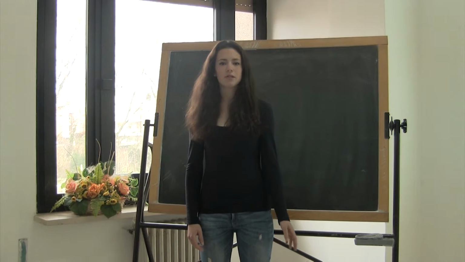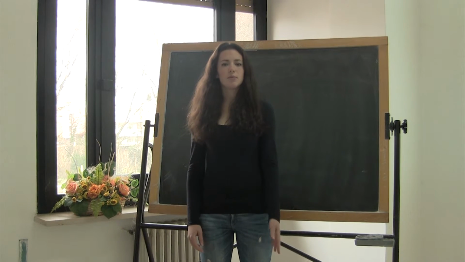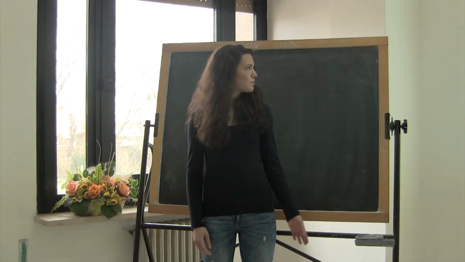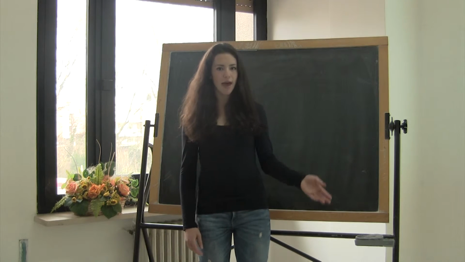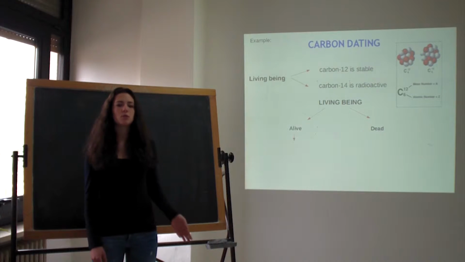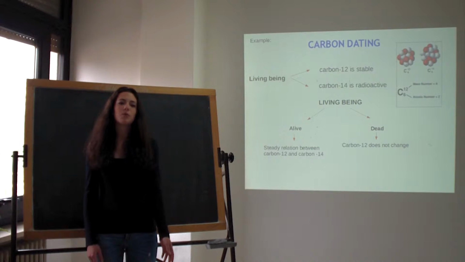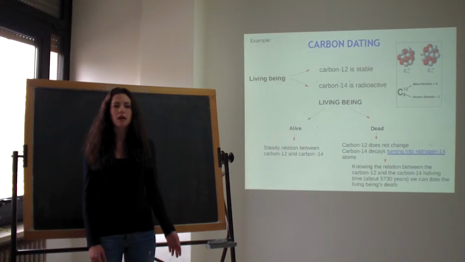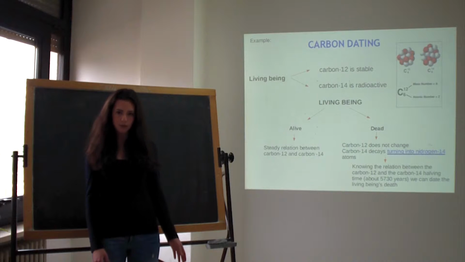An example of the exponential decay is the carbon dating. Each living being, so animals, bacteria, plants, is composed of two carbon isotopes, the carbon-12 that is stable and the carbon-14 that is radioactive. When a living being is alive, the relation between the carbon-12 and the carbon-14 is steady, while when a living being is dead, the carbon-12 doesn't change, whereas the carbon-14 decays, turning into nitrogen-14 atoms.